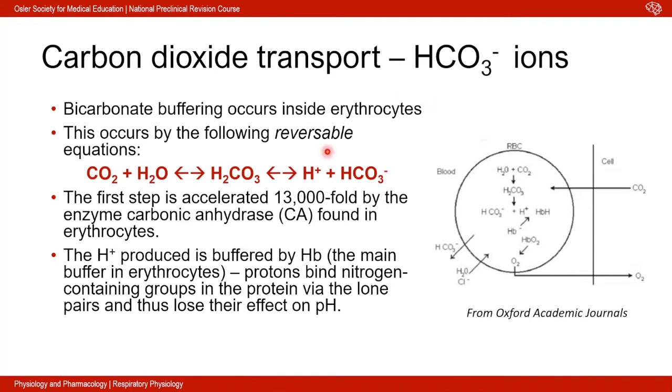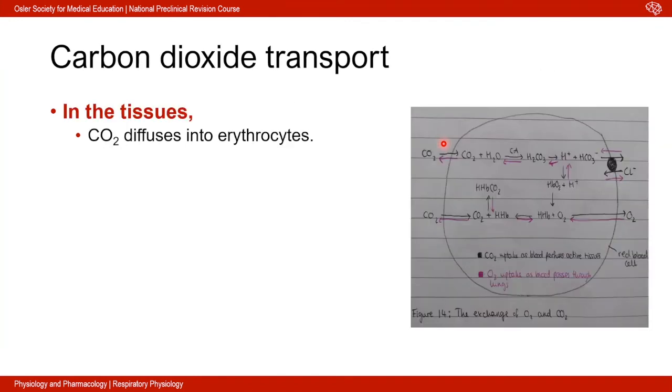So the H+ produced by this equation is actually buffered by hemoglobin, as you can see here, HbH. And they basically just bind to the nitrogen groups in this protein. And if you remember your biochemistry, it's because it attaches to the lone pairs of the nitrogen ion. And that means that they lose their effect entirely on pH, which is great news for our tight range of pH in our blood. Great, so this is just a diagram I drew.